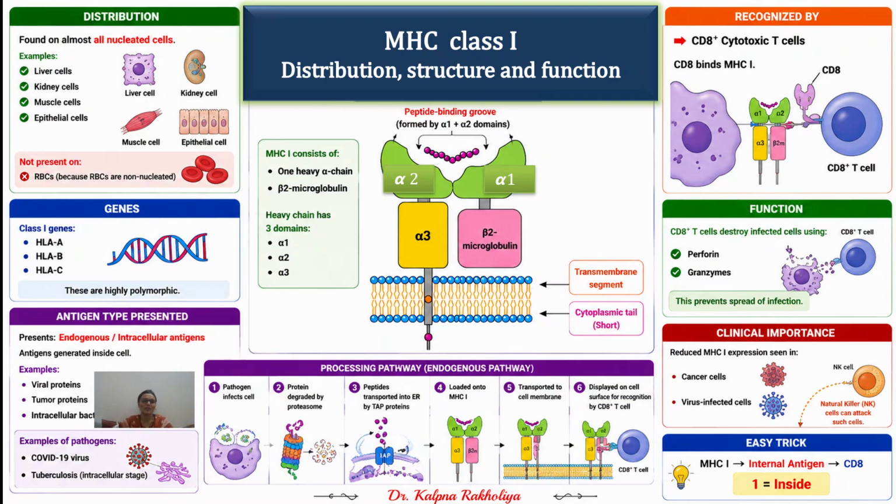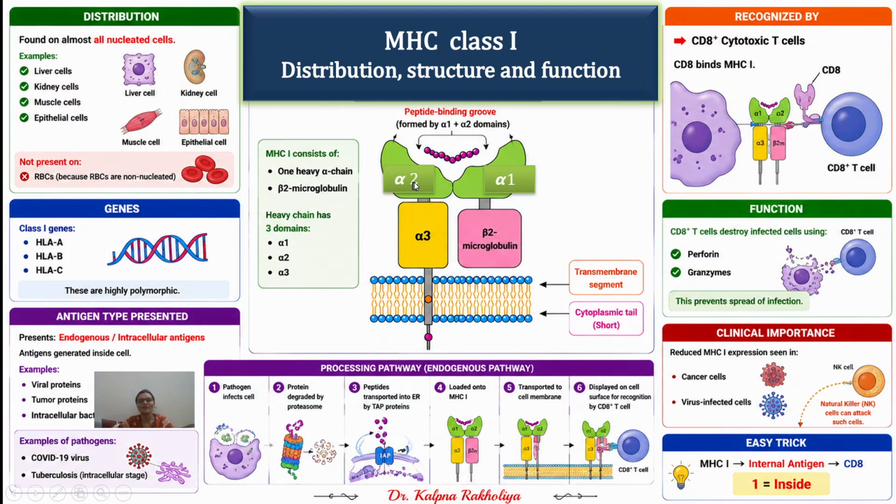Those antigens which are present inside the cell, like viral protein, tumor protein, intracellular bacteria like Rickettsia, Chlamydia. For example, COVID-19 virus, tuberculosis. Generally they are extracellular, but when they are in the intracellular stage, at that time MHC class 1 represents their peptide. So here you can see the structure of the peptide binding groove.